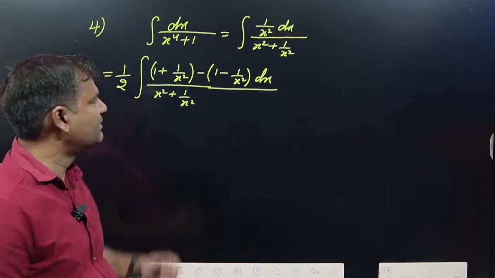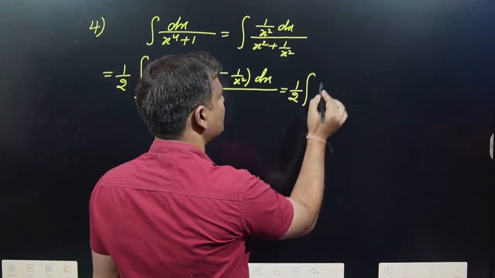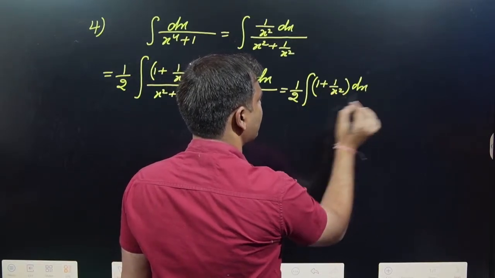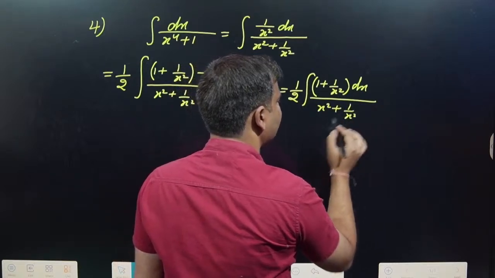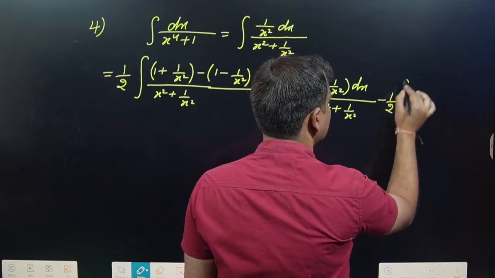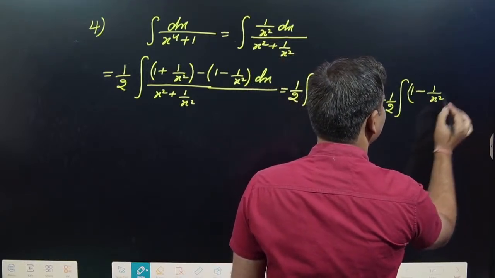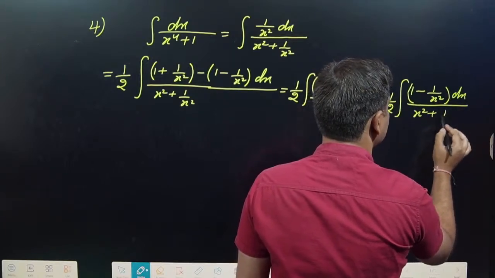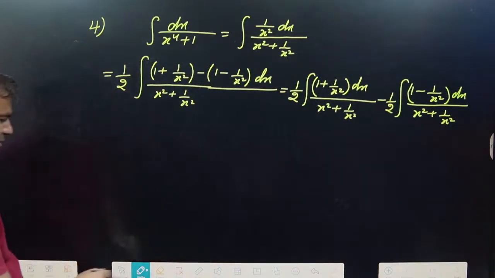What is the advantage of that one? This is written as 1 by 2 into 1 plus 1 by x square dx divided by how much? x square plus 1 upon x square. Now after that, minus 1 upon 2 integration of 1 minus, here, x square plus 1 upon x square. Okay, I hope it is clear.